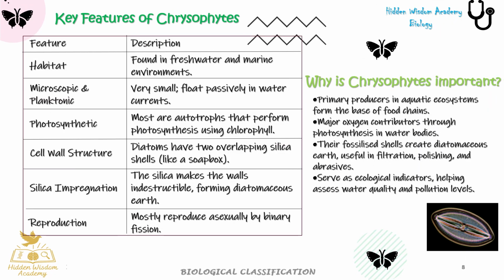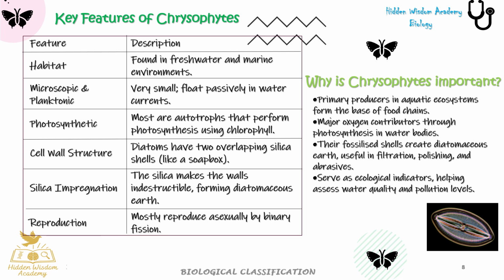Key features of chrysophytes with their description. 1. Habitat of chrysophytes. They are found in freshwater and marine environments. 2. Microscopic and planktonic means they are very small, float passively in water currents. 3. Photosynthetic means they are mostly autotrophs that perform photosynthesis using chlorophyll.